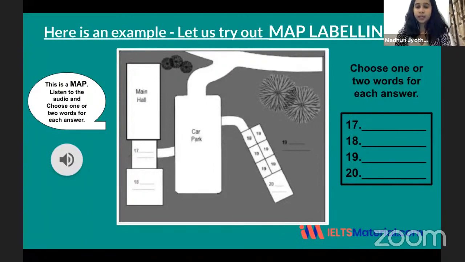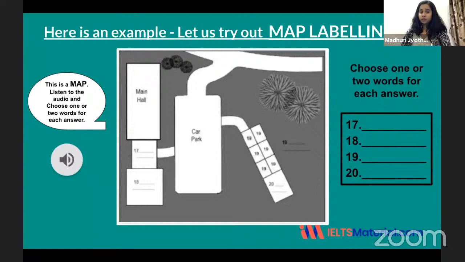So in the listening map, you will have to think of what has to go in and how to assess it. When you get a map in hand for listening, you will get some time to look at the map before the audio is played. So the first thing is to observe what is given. For example, on the screen, as you can see, there is a main hall, then a car park, and then you have to fill in the other details as numbered.